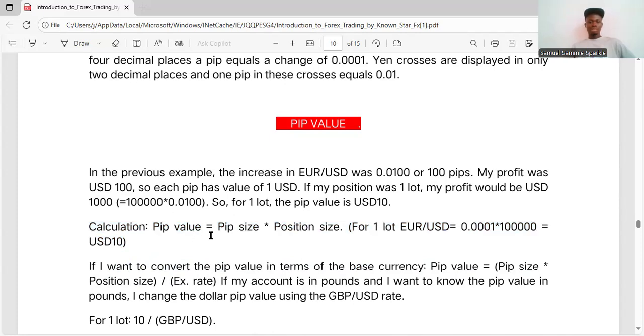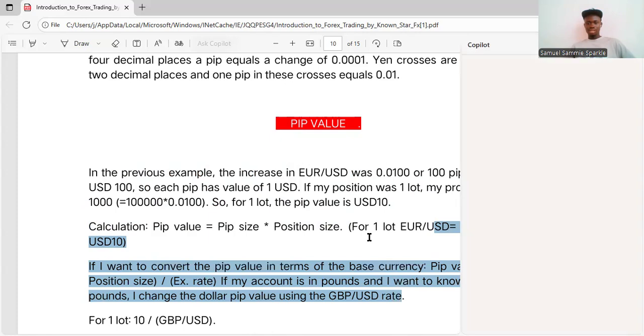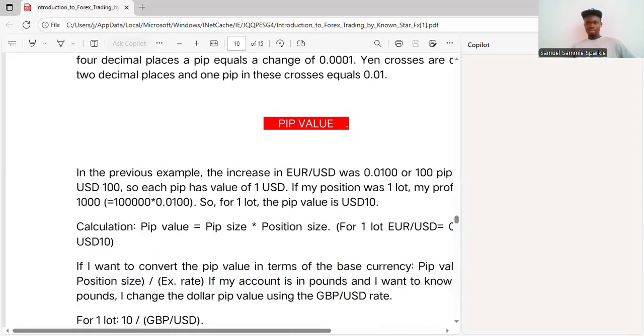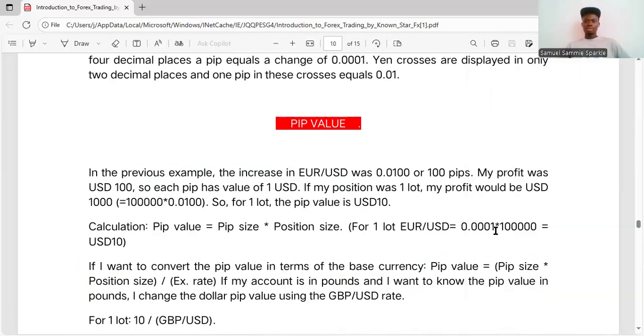For calculating pip value, the formula, sorry, I'm an economics student. To calculate your pip value is simply pip size times the position size. For example, let's say you are using 1 lot size for this currency pair, euro US dollar, which is 0.0001 times 100,000 units. That will be giving you what? $10. This is a very simple and straightforward formula for calculating pip value.